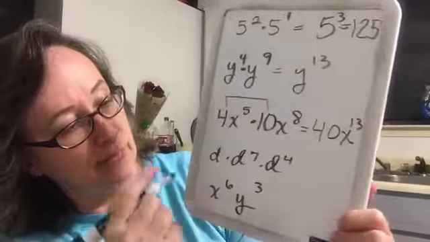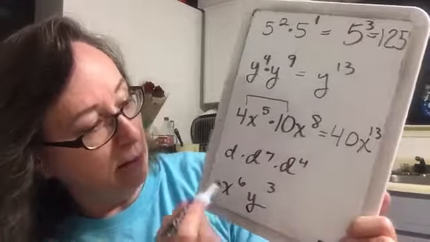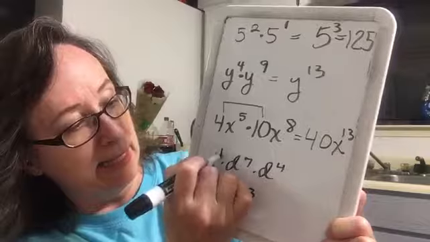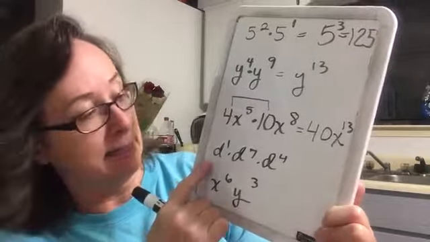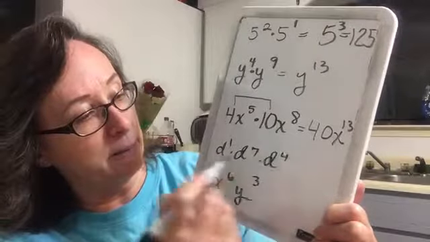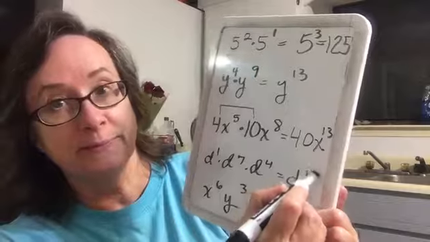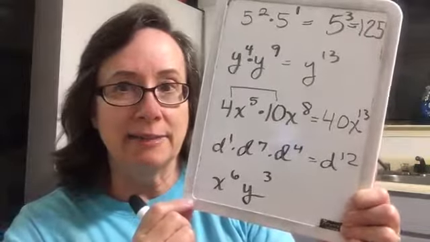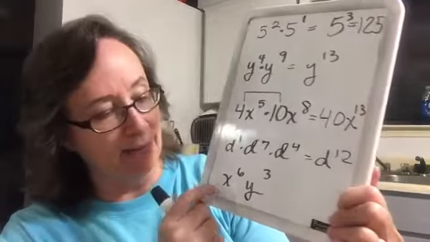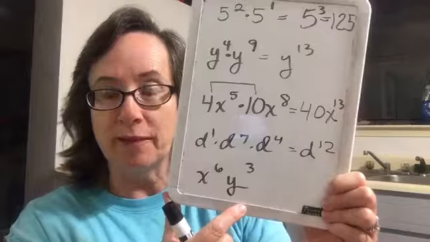The next one, we've got d times d to the 7 times d to the 4th. We can remember that d is d to the 1, and then when I multiply the like bases together, I will add their exponents and get d to the 12th. Down here, I'm kind of dead in the water because I have an x and a y. I cannot do anything to simplify that expression.